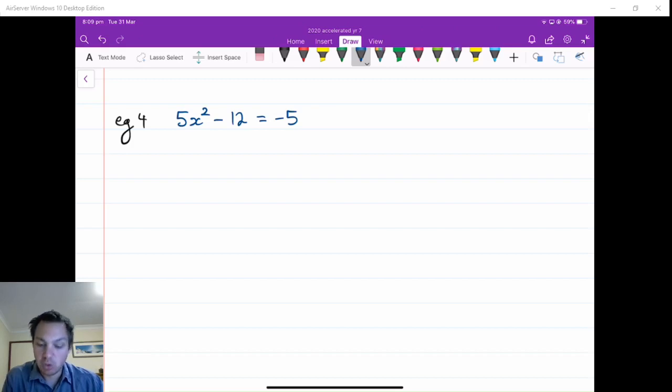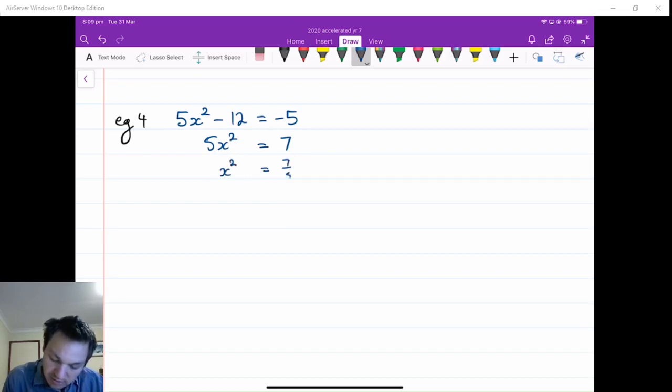Okay, so I'm going to add 12 to both sides, so 5x squared. I added 12 to the left-hand side, so I add 12 to the right-hand side as well. Minus 5 plus 12 is 7. I would then divide by 5. So x squared is equal to 7 over 5. And now I just take the square root of both sides. However, I need to remember the plus or minus. So x is equal to plus or minus the square root of 7 over 5.